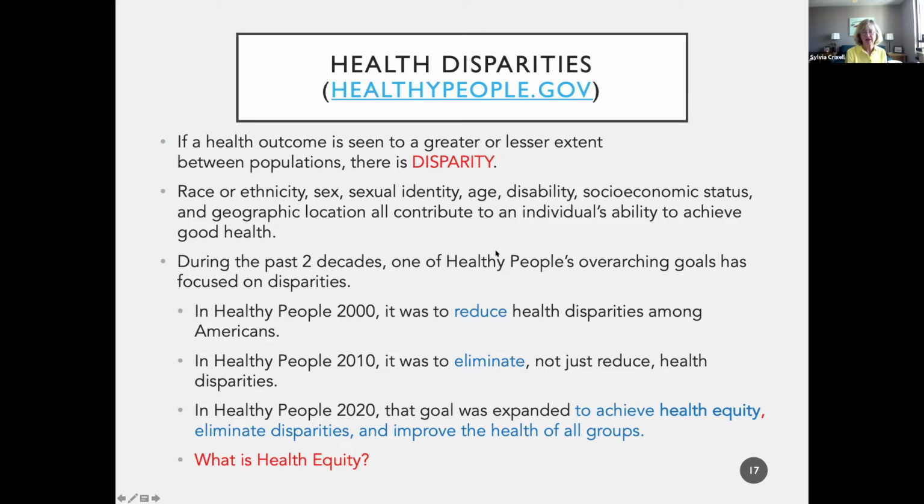During the past 2 decades, Healthy People, which is an organization, the government puts together Healthy People goals to improve the health of the United States, and they have a variety of foci. In Healthy People 2000, it was to reduce health disparities among Americans. In 2010, it was to eliminate them. In 2020 was to even get better than that and achieve health equity. Eliminate disparities, improve health for everyone.